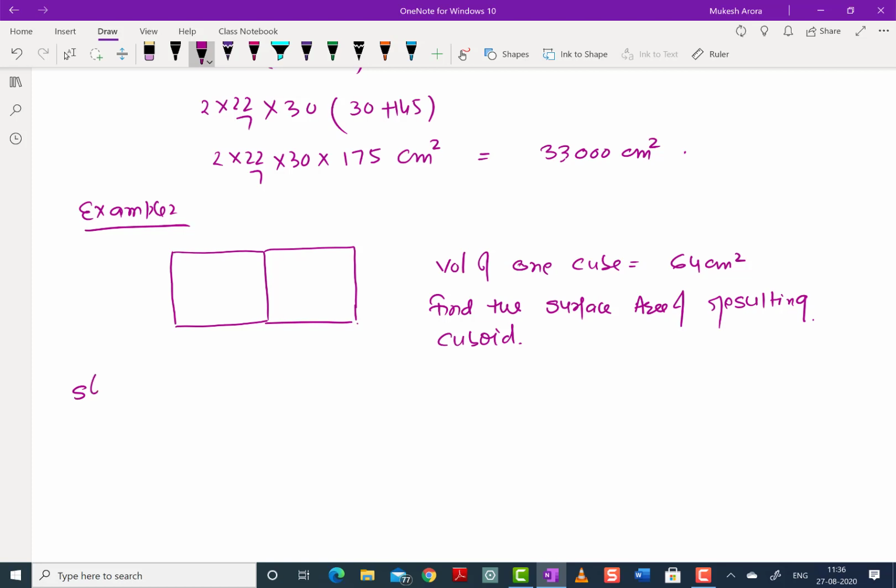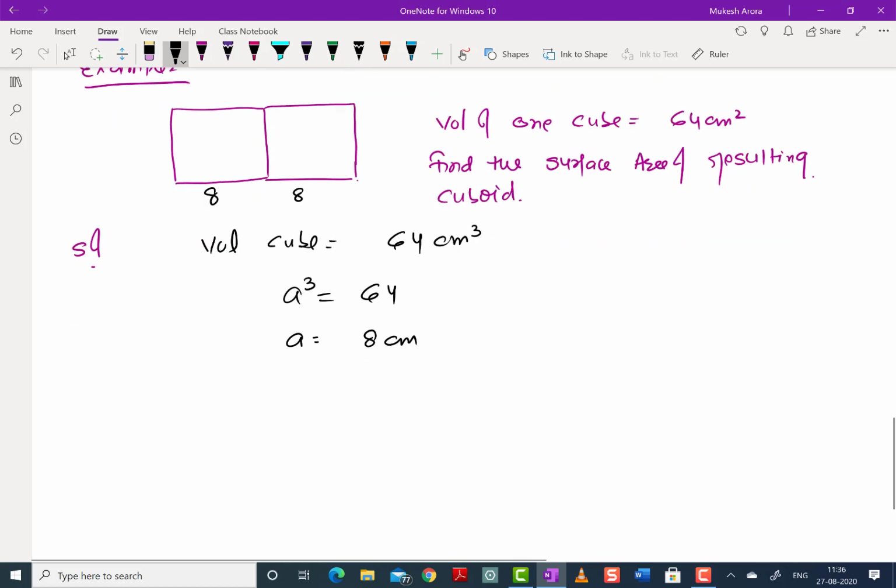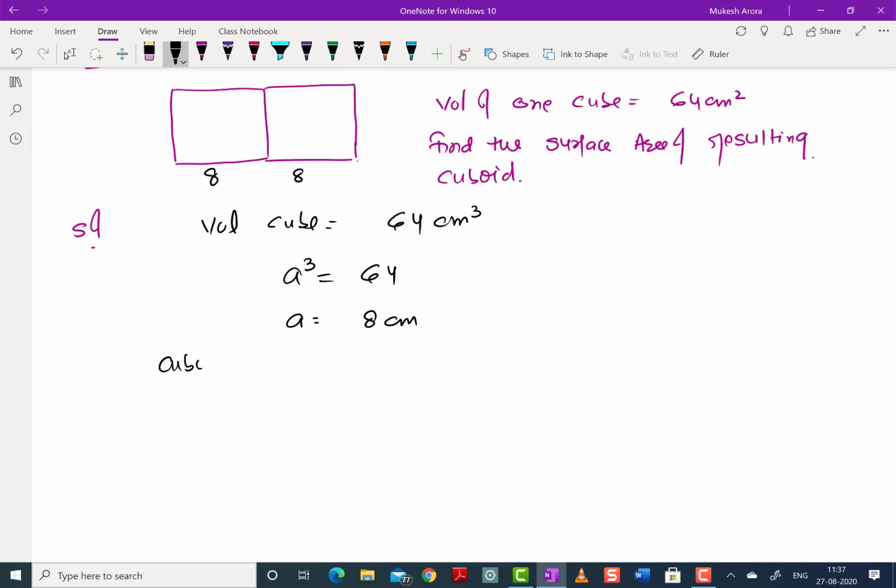So we join, then volume of cube is equal to 64, which is a cube is equal to 64. A is equal to 8 centimeter. This will be 8, this will be 8. So now the cuboid length will be 16, width will be 8, and height also will be 8. So surface area means the surface I can see, everything.